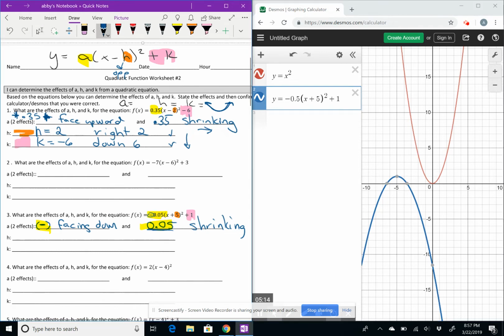Now our h is the opposite, so I see positive 5, so I'm going to write negative 5. I see our k is just a positive 1. Now negative 5 on the x means left 5, and then a positive means up 1 for the k value. So if you look, if you start at the vertex 0, 0, you tell directions to go to your new vertex. We go 1, 2, 3, 4, 5 to the left, and then we're going to go up 1.